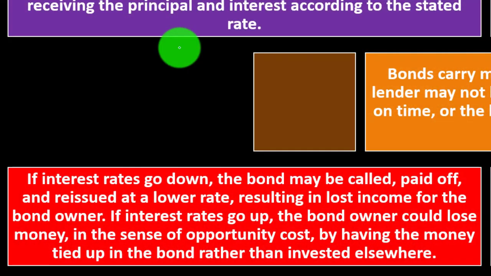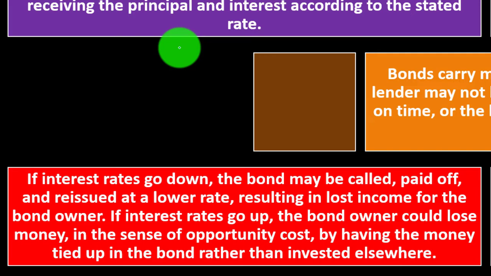So if interest rates go down, the bond may be called, paid off, or reissued at a lower rate, resulting in lost income for the bond owner. If interest rates go up, the bond owner could lose money, and the sense of opportunity caused by having the money tied up in the bond rather than reinvested elsewhere.